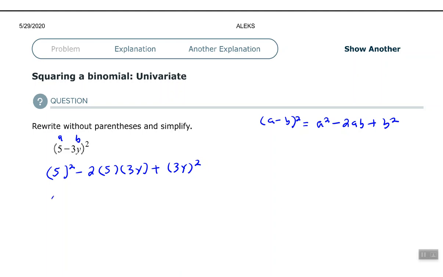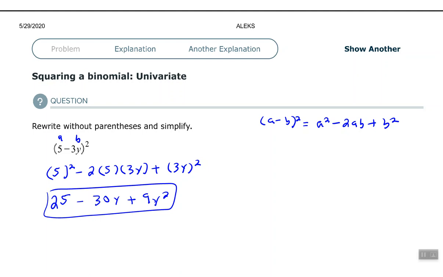Alrighty, so multiply it out, 25. And then 2 times 5 is 10, times 3 is 30. And then 3y squared, so 3 squared is 9, y squared. And again, for these problems, you can leave it like that. That will be fine. If you want to write in descending variable order, that's great as well.